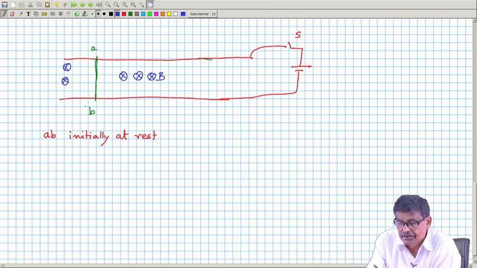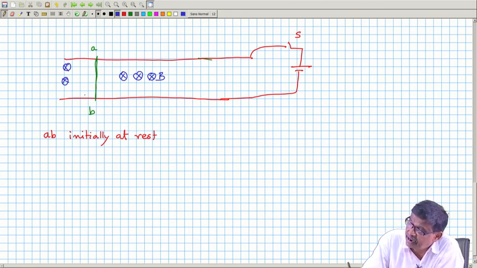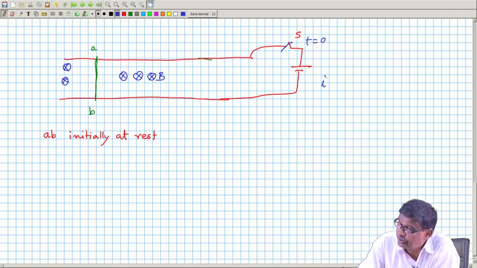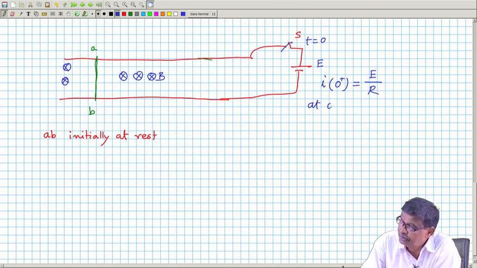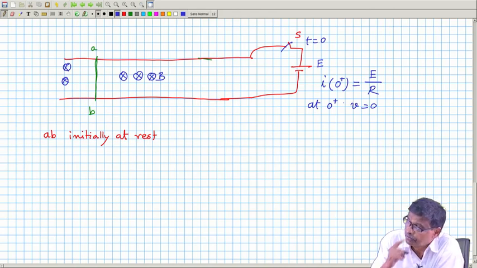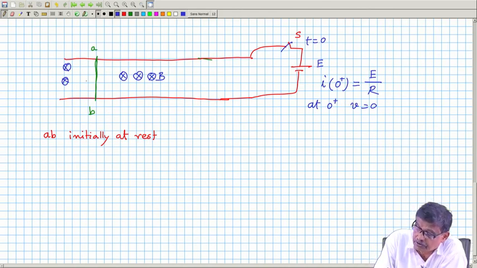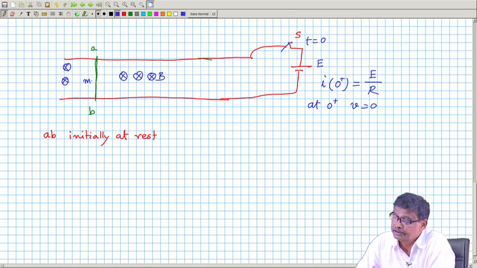the conductor was stationary, and its velocity cannot change instantaneously. At t equal to 0 you close the switch, and I am pretty sure that I at 0 plus will be equal to the battery voltage, suppose E by R. It has to be, because at t equal to 0 plus, B is still 0. The conductor was not moving at t equal to 0 plus, because it has mass, its velocity cannot change. So, at t equal to 0 plus the current will be like this.